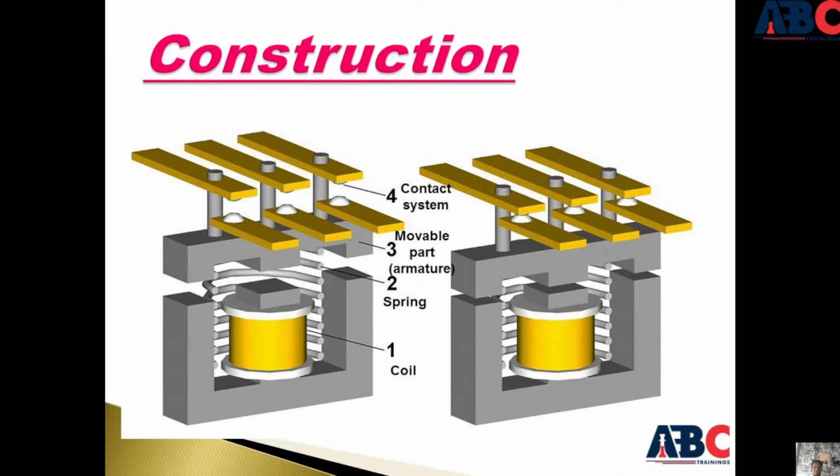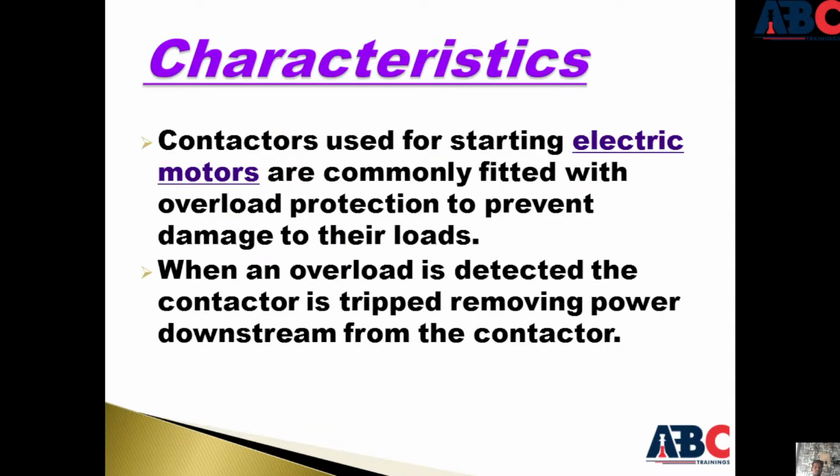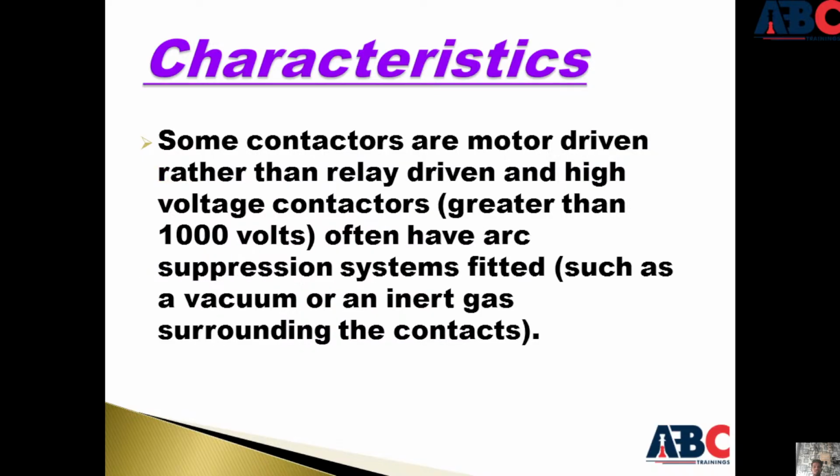The constructions are the contact system, movable parts, spring, and foil. Characteristic: contactors used for starting electrical motors are commonly fitted with overload protection to prevent damage to their load. When an overload is detected, the contactor removes power downstream from the contactor.